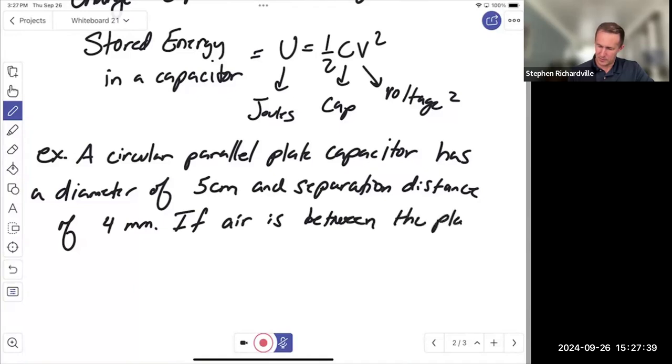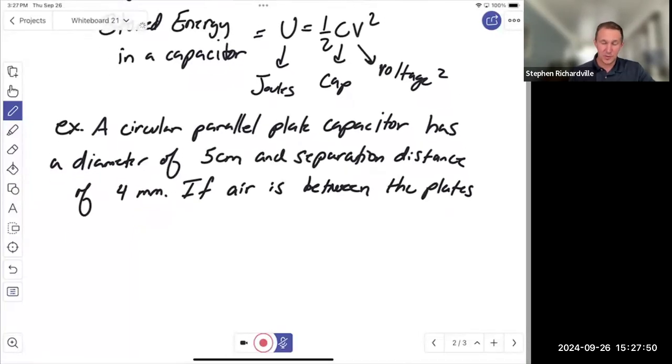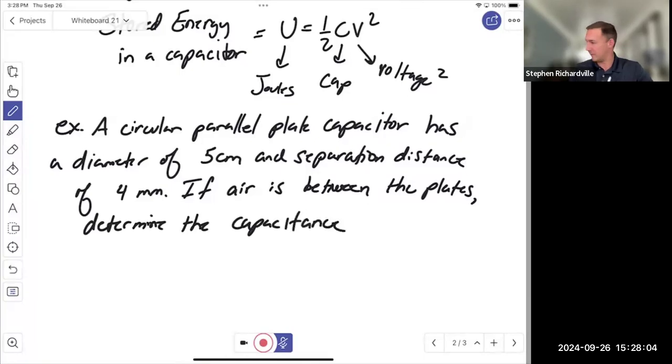Okay, so I've got a parallel plate capacitor. It's a circular parallel plate capacitor with a diameter of 5 centimeters and a separation distance of 4 millimeters, and air is between the plates. What's the capacitance? I'll try to get out my calculator here for this one too. So determine the capacitance. Ready?